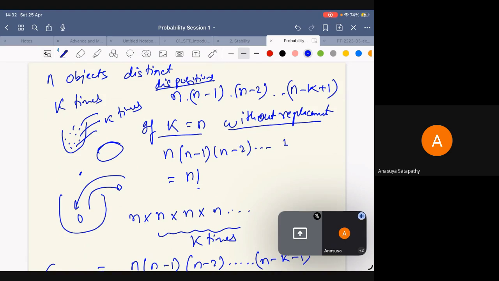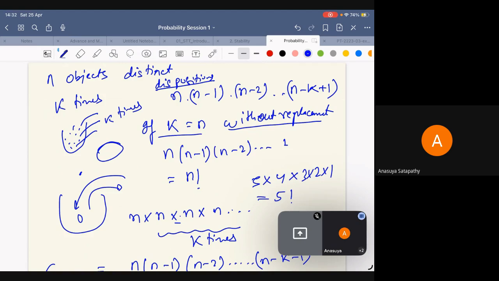For example, if there are 5 balls and you have to draw 5 times, first how many options do you have? 5. Second time, how many options? 4, 3, 2, 1. So this can also be written as 5 factorial.